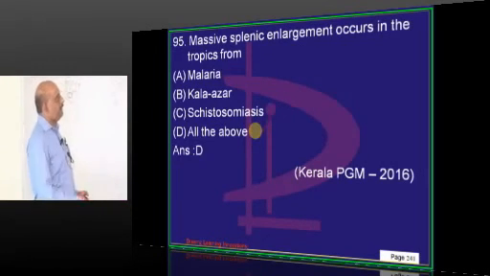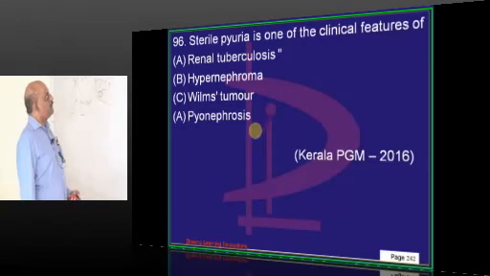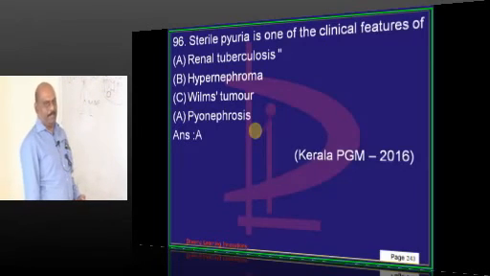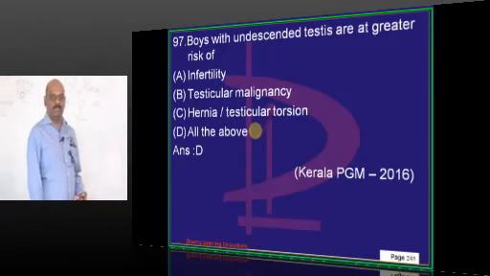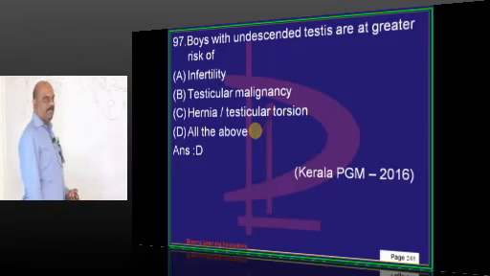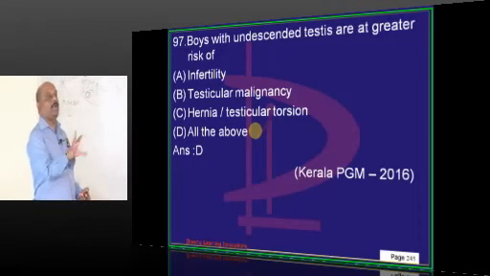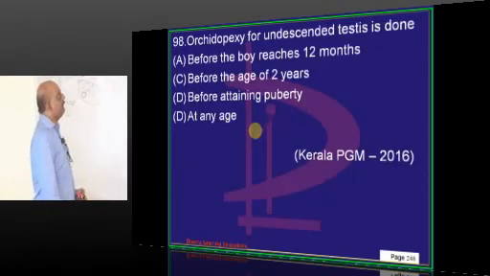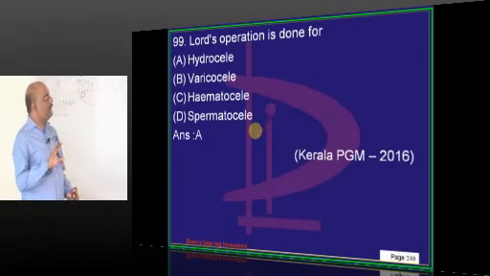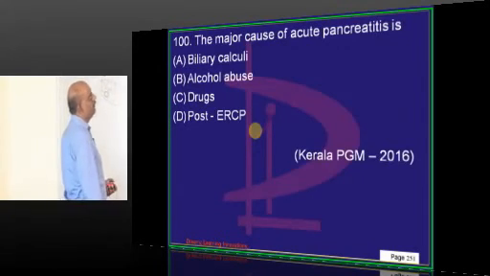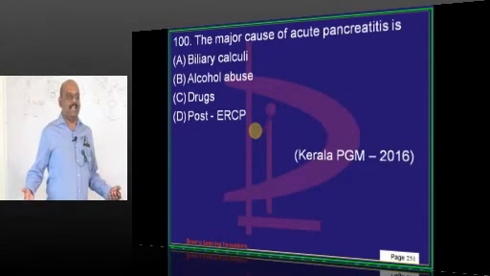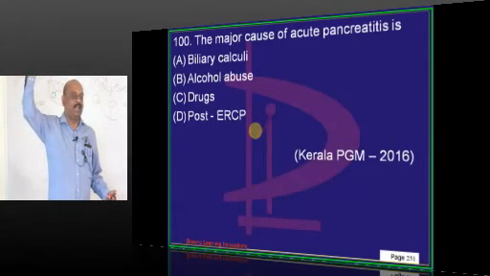Massive splenic enlargement is a feature of all of them. Sterile pyuria, classical question, renal TB. That means pus cells will be there but culture will be negative. That is called sterile pyuria. Undescended testis will have all these problems: testicular torsion, malignancy, infertility. Even after you do orchidopexy, you can't prevent seminoma from developing. Lord's operation and Jaboulay's procedure are all for hydrocele.